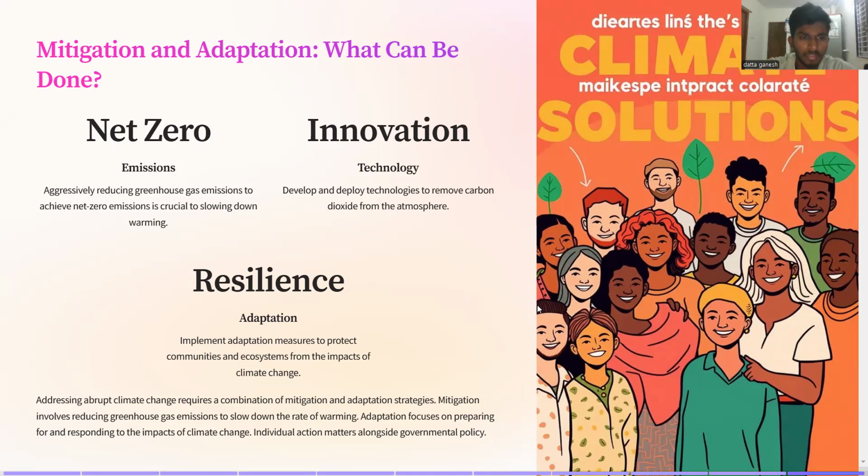Addressing abrupt climate change requires a combination of mitigation and adaptation strategies. Mitigation involves reducing greenhouse gas emissions to slow down the rate of global warming. Adaptation focuses on preparing for and responding to the impacts of climate change. Individual action matters alongside government policies.